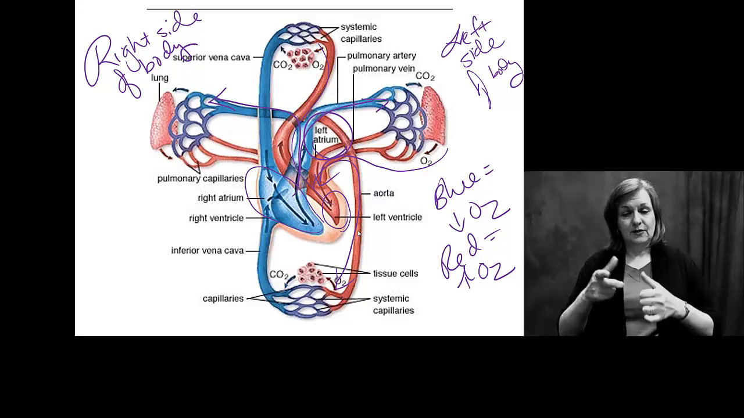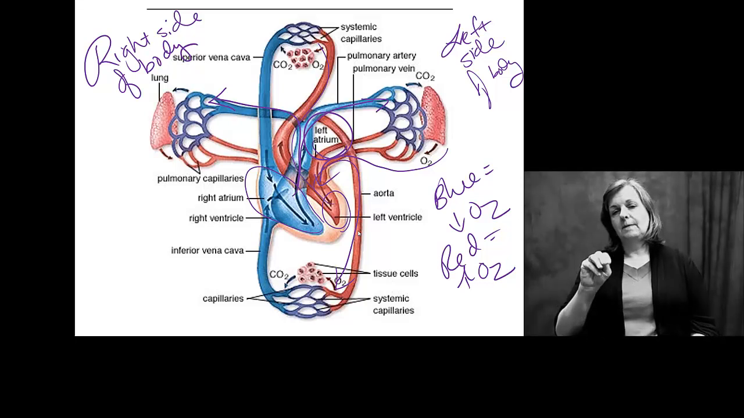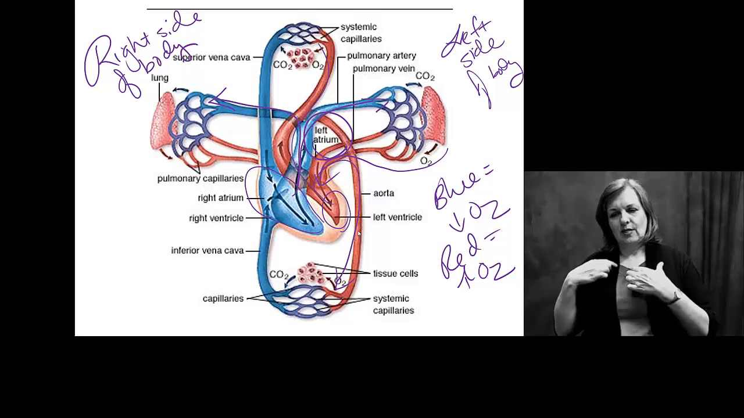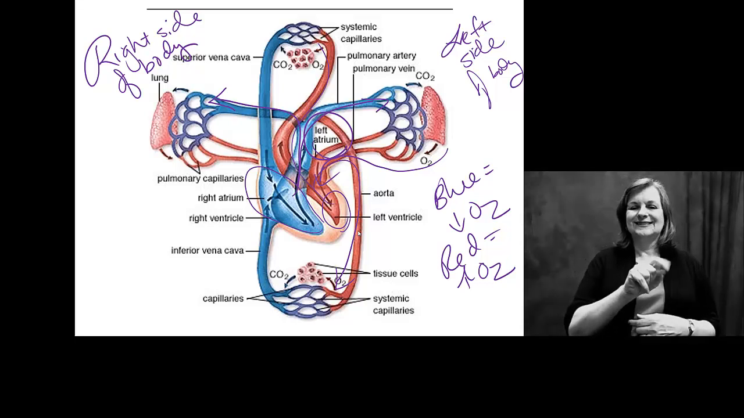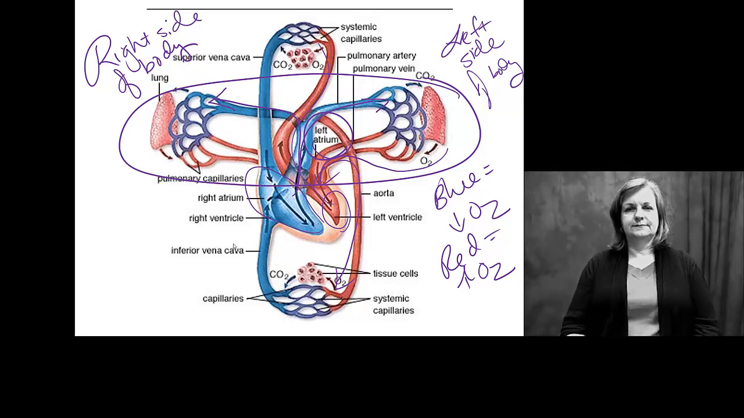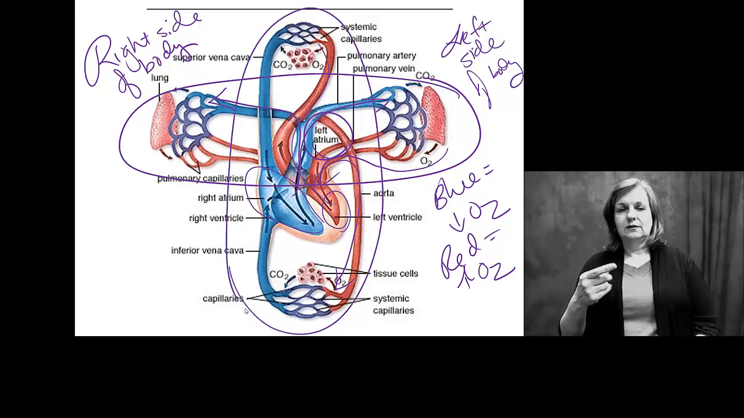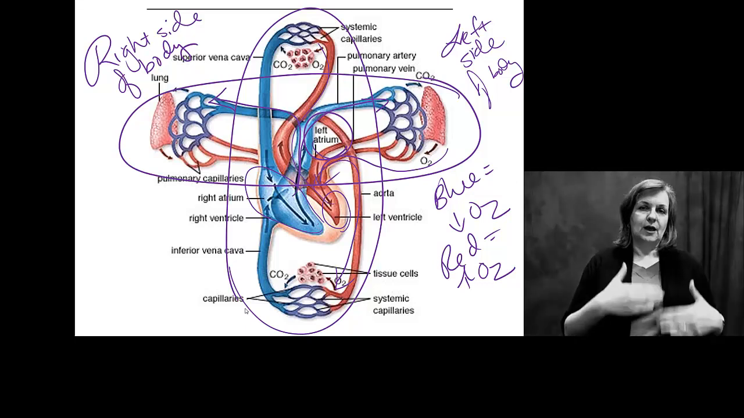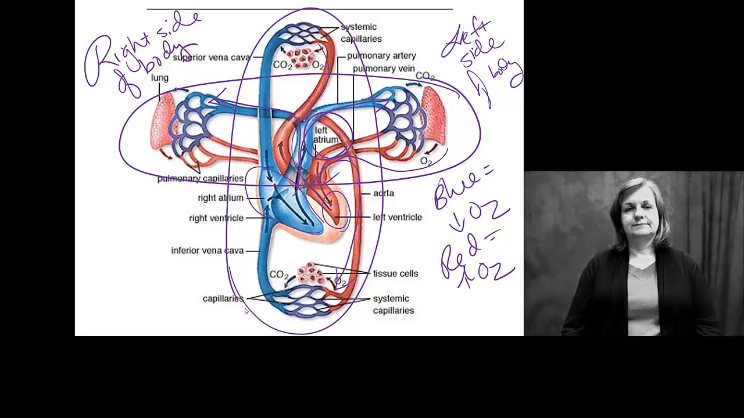So there's a whole lot going on, but we've got to keep in mind that there are two separate loops to the respiratory system. One is what we call pulmonary, okay, and one we call systemic. So moving out to the body versus moving out to the lungs. Lung is pulmonary.